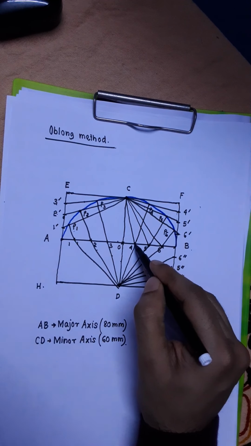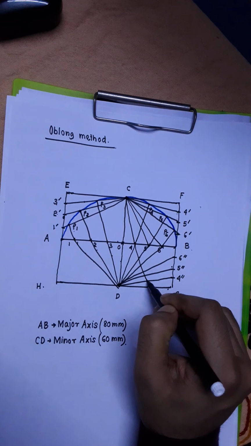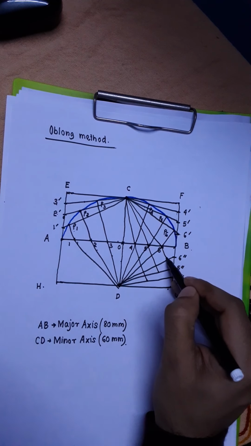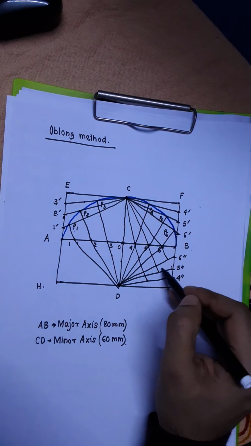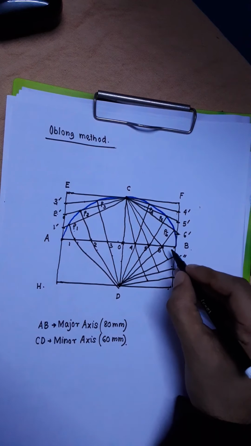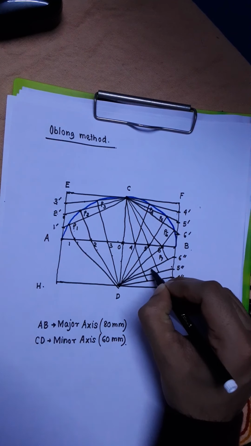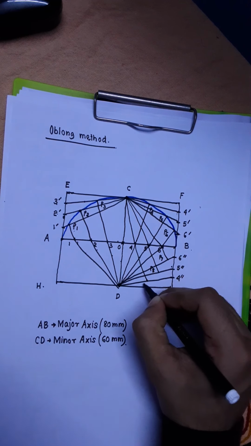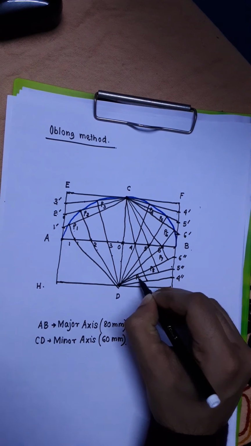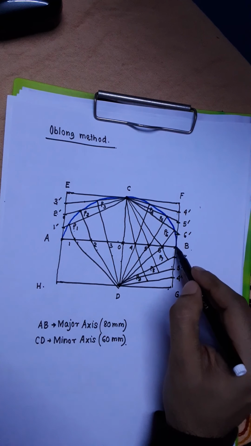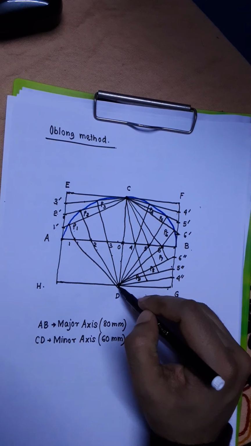Okay, so this line should be extended up to this one. This line should be extended up to this one. This line should be extended up to this one. And these 3 new points should be named as P7, P8 and P9. So you see you have 5 points to join: B, D.